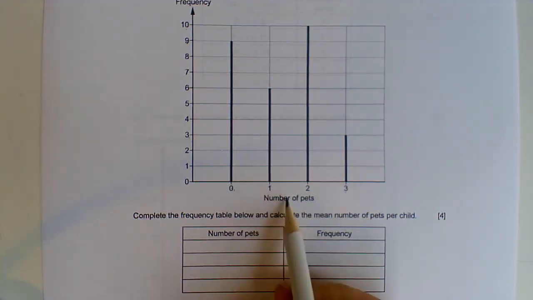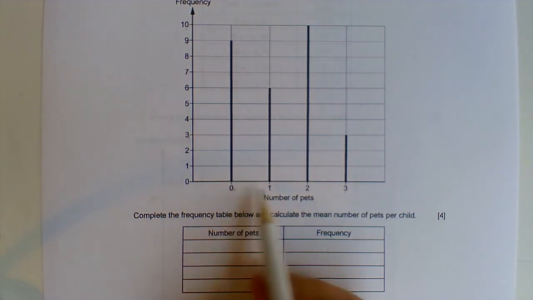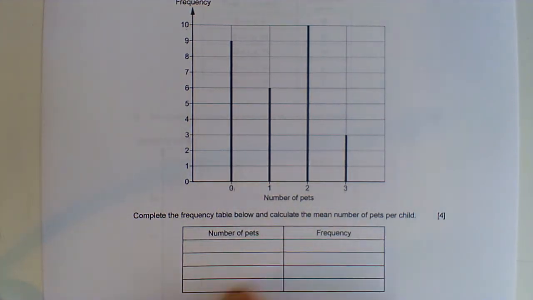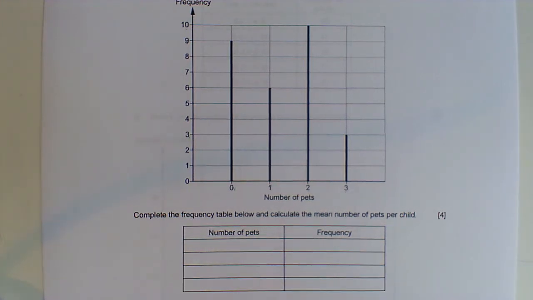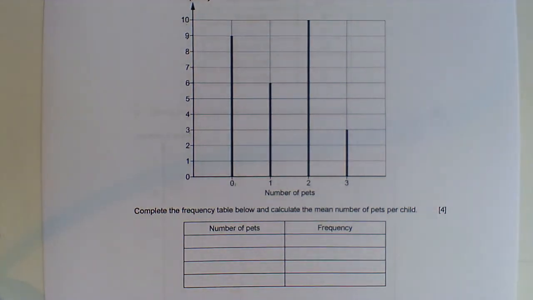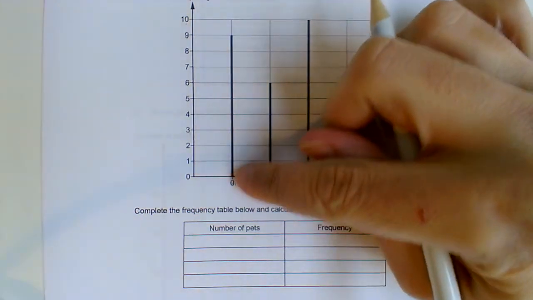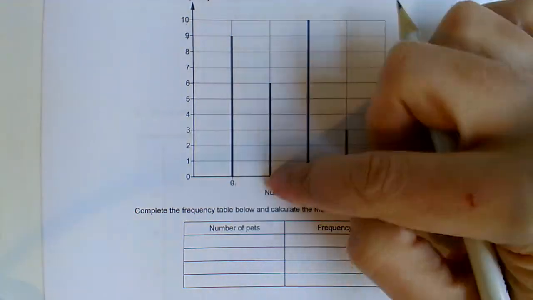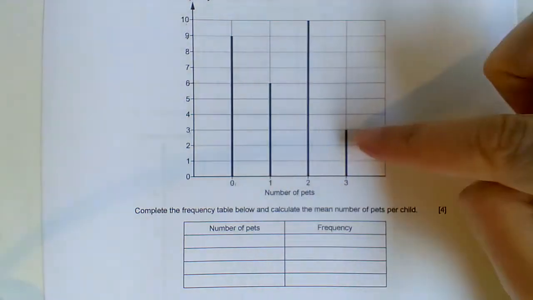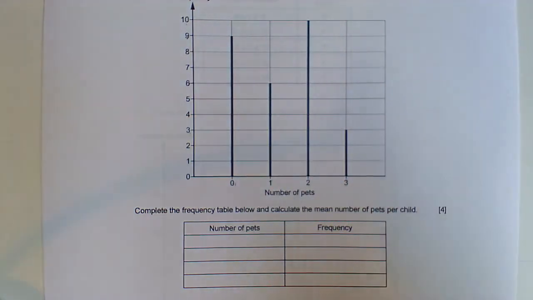So let's fill this in. The options for number of pets were 0, 1, 2 and 3. So they would go there, and then your frequencies would go there. To figure out the mean, you would then need to add all of those numbers up. So you then need to add up 9 zeros, 6 ones, 10 twos and 3 threes, and then divide by how many students there were in the class altogether. Okay, so have a go at that now, please, and then come back to the video when you're ready. Pause the video now, have a go at it and come back when you're ready.